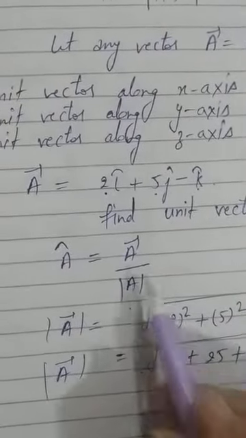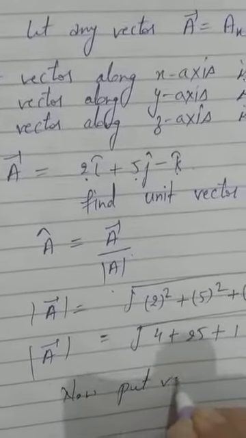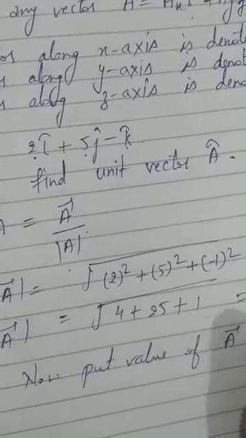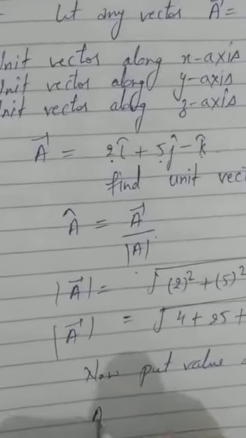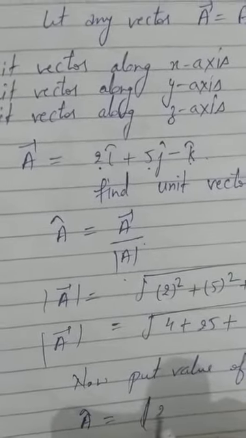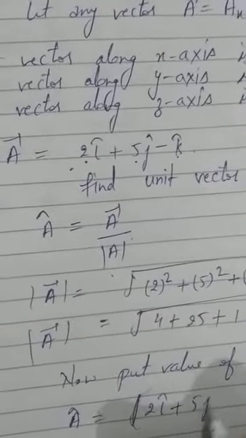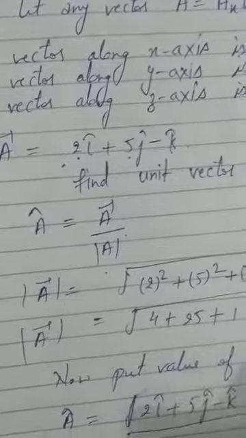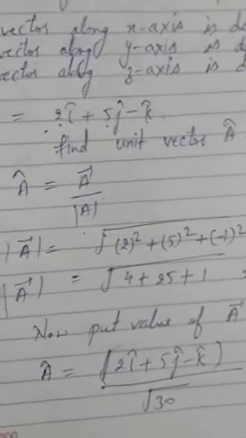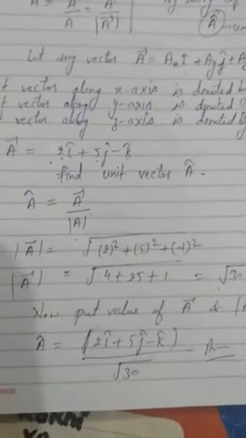Now put the value of the a vector and the a vector magnitude in this equation. Now a cap we can write as 2i cap plus 5j cap minus k cap, the a vector given in your question, divided by under root 30. This is our a cap. Now this will be the answer. Clear? This is how you will find the unit vector.